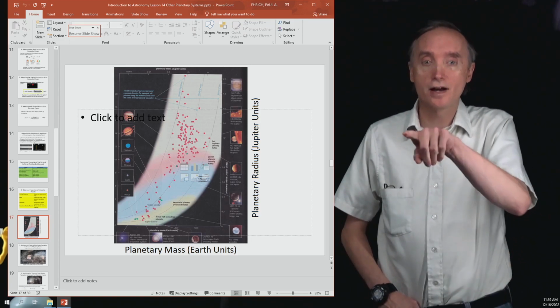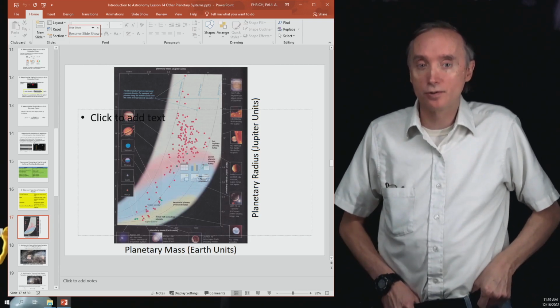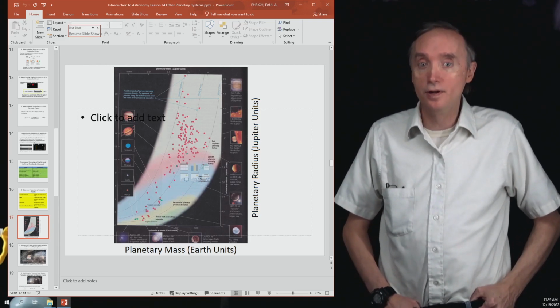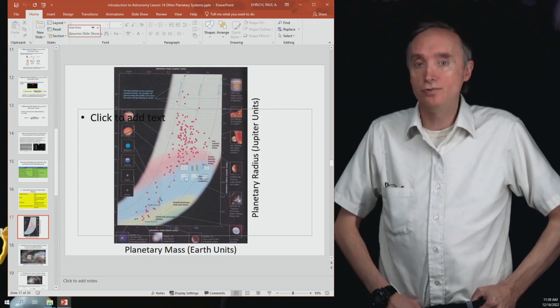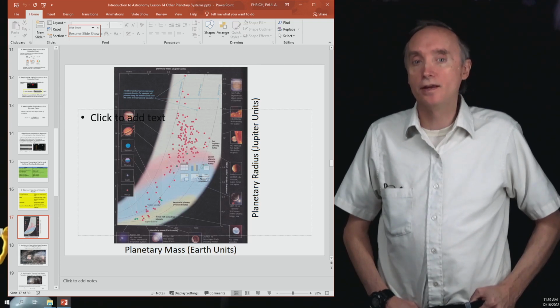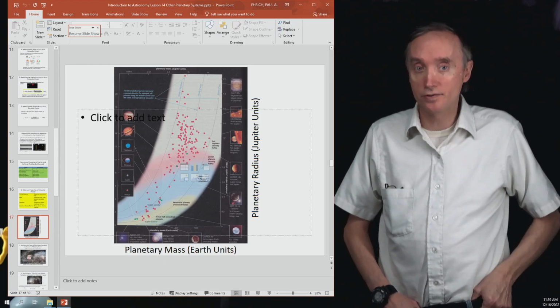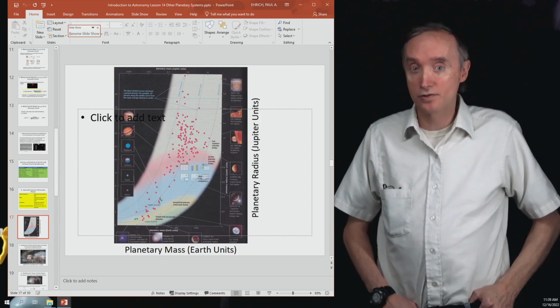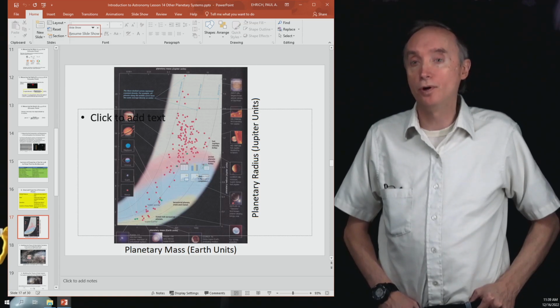So going sideways on the chart is the mass of these planets in terms of Earth units. So a 1 means it's 1 times the mass of the Earth. A 2 meaning it's 2 times the mass of the Earth. And then going up and down, we plot the radius of these planets in terms of Jupiter's. So a 1 would mean that it's 1 times the radius of Jupiter. If it's a 0.1, then that means it's like 1/10 the radius of Jupiter, like Earth.